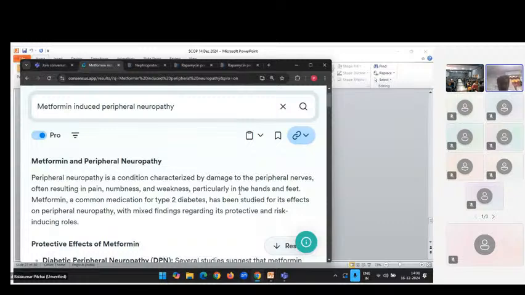Very good. Metformin, a common medication for type 2 diabetes, has been studied for its effects on peripheral neuropathy with mixed findings regarding its protective and risk-inducing role. Some papers say that metformin can protect you from neuropathy. Some papers say that metformin can cause neuropathy. So this is the mixed idea. So now the initial paragraph is given.